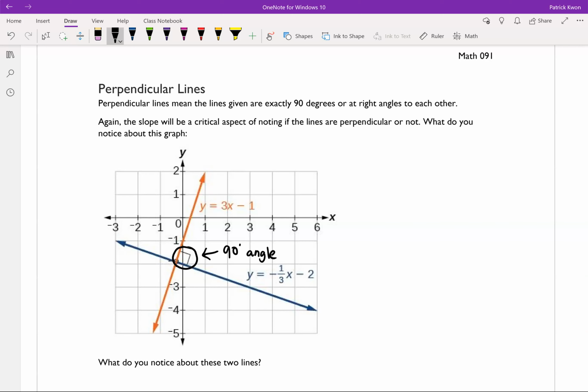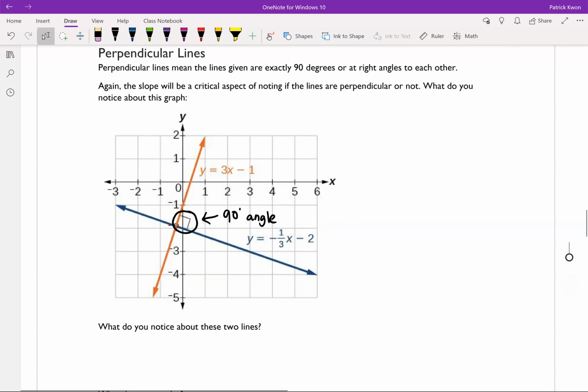Again, the slope will be a critical aspect of noting if the lines are perpendicular or not. What do you notice about this graph? So this one is different from parallel lines because they are intersecting at exactly one point, and the point at which they intersect forms a 90-degree angle.